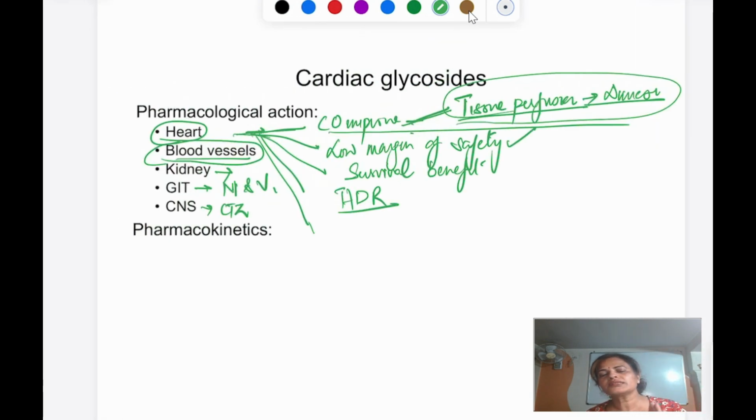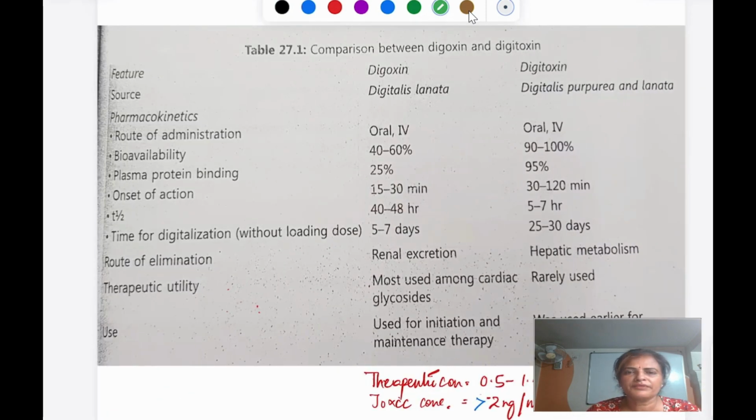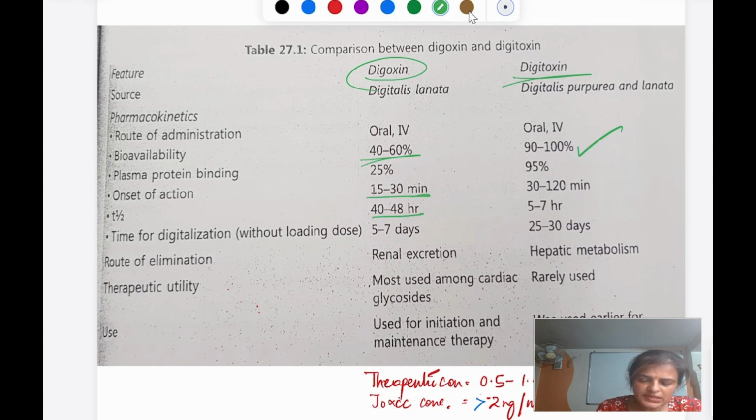And what is the current status? The current status of digoxin is that it is used in CHF with atrial fibrillation. Now, what are the important pharmacokinetic features? Because presently we are using only digoxin; digitoxin is not used. Both we can give by parenteral and oral route with good bioavailability, 40 to 60%. Here important is onset of action 15 to 30 minutes and half-life is 40 to 48 hours. So it is going to take 5 to 7 days to get the steady state plasma concentration. It is going to take 1 week.